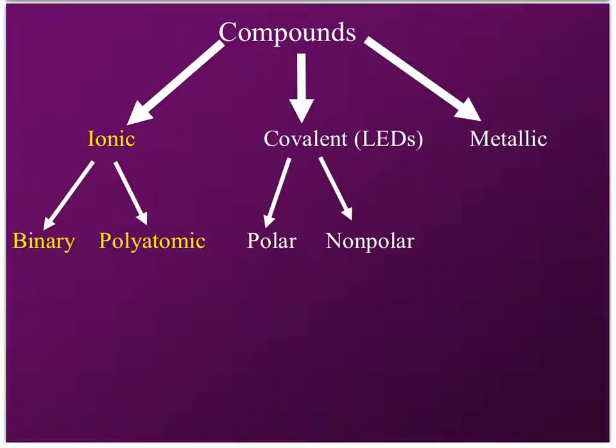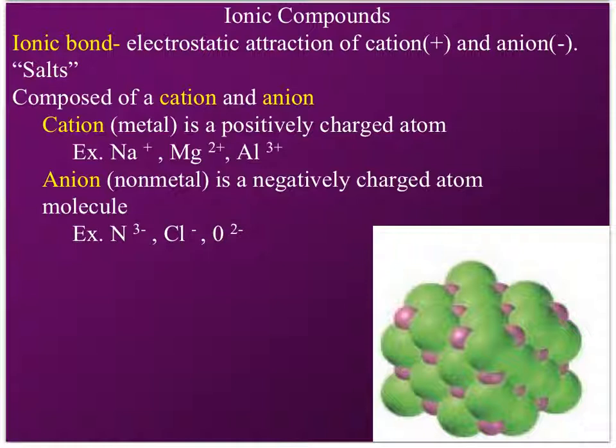Here's kind of our roadmap here. Last unit we dealt with covalent compounds with the LEDs. We identified polar and nonpolar. This unit we're going to do ionic, binary, and polyatomic. So I'll give you the definitions of those in a little bit. Okay, so first of all, let's identify an ionic bond.